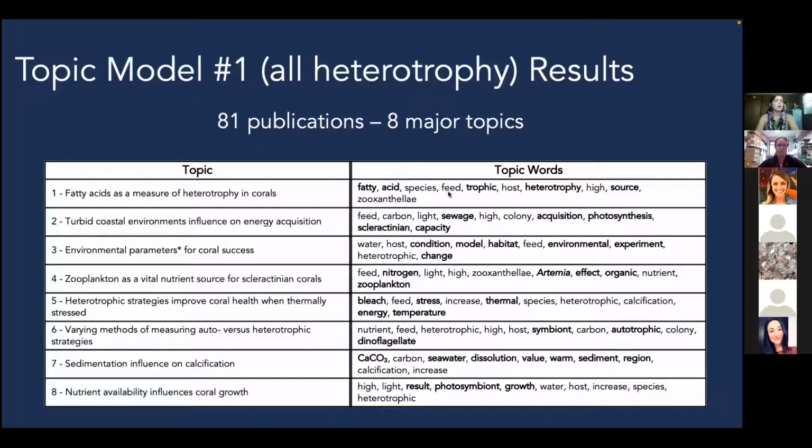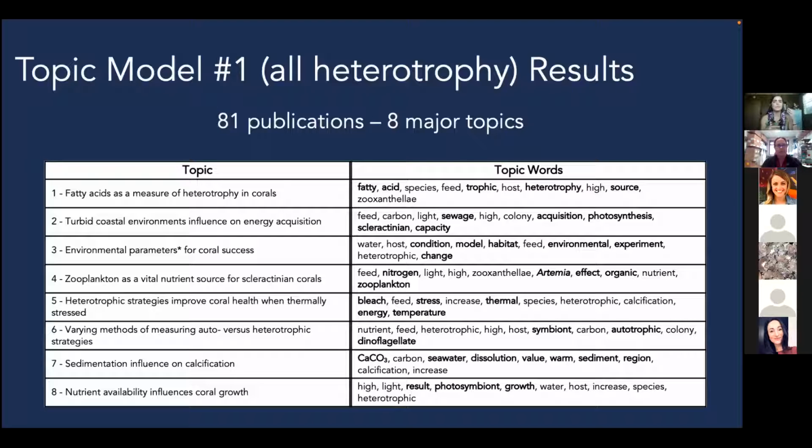So for that first one, I read off that list of words, fatty acids as a measure of heterotrophy in corals. I wanted to see if you didn't know all of the publications, you hadn't read them, could you still make meaningful and accurate names and meanings for each of these topics? So I contacted an expert in the field, Dr. Chris Wall, explained the premise and gave him this list of words in the same format, and asked him if he would be able to name this topic, and if we would come to similar conclusions. So he didn't know any of the publications, gave him this, and beyond semantics, our interpretations were nearly identical.